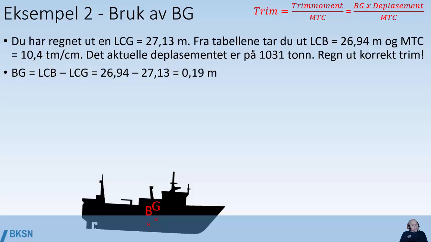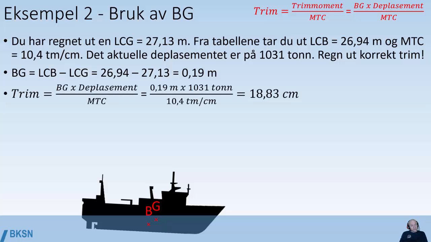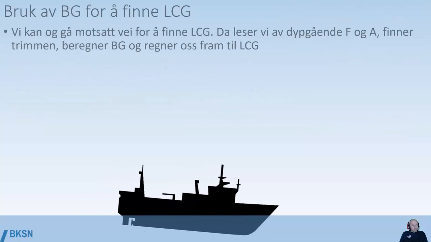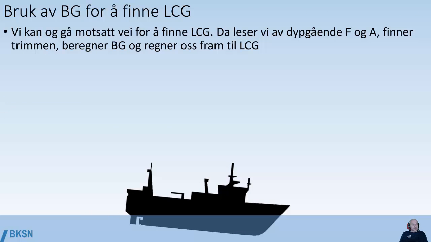BG in this case, LCB minus LCG, equals 0.19 meters. Put it into the formula and we find that we have a trim of 18.83 centimeters. And since G is in front of B, we will have a forward trim of about 19 centimeters. Use the formula and then we can find the draft.